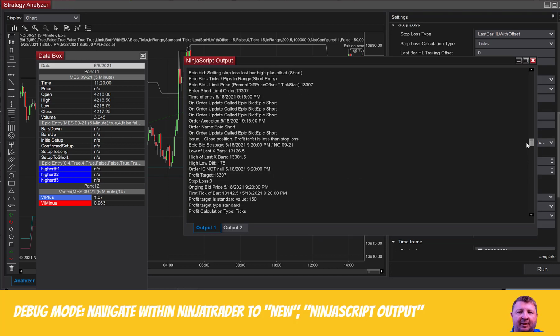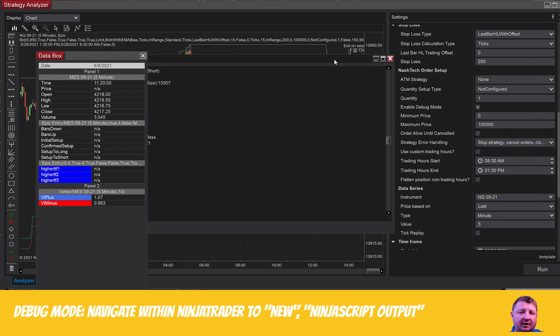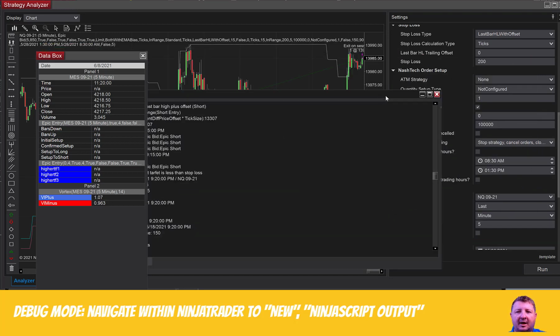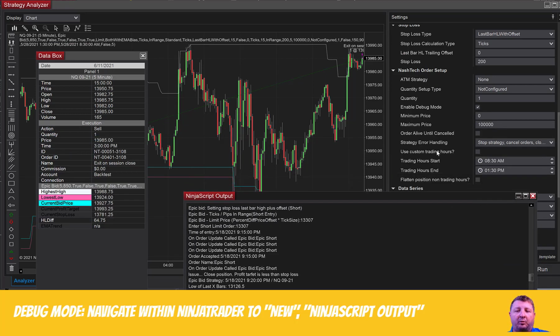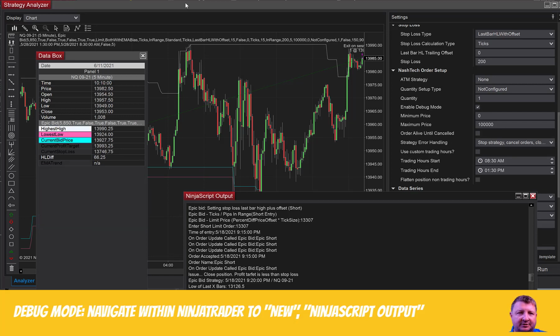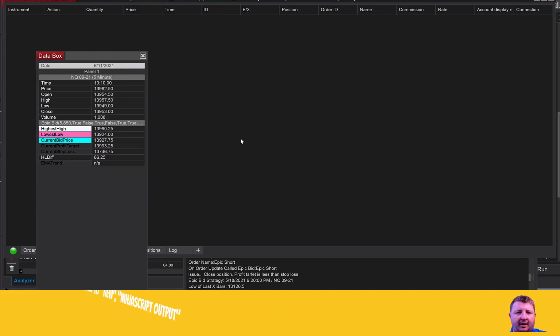The point is, this debug info, you don't want it on if you're running in production, usually, unless you're really trying to debug something. But if you're trying to figure out where something went wrong, or why, if you tell us we should have entered here, why not? We're likely going to ask for the NinjaScript output to see where that's at. So again, that was Tools, and that was Output, NinjaScript Output.